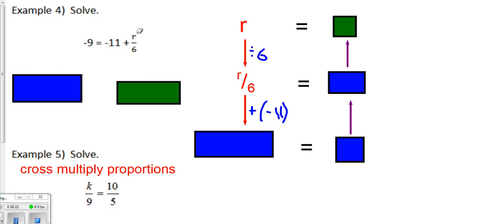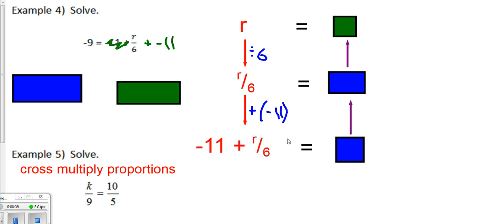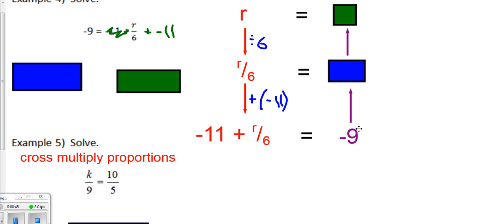So it would be like saying, I'm going to get rid of this actually. It would be r over 6 plus negative 11. Those two mean the same exact thing. So if we add a negative 11, that's where we got our original expression from. Negative 11 plus r over 6. Now, according to our equation, that's all set equal to negative 9.